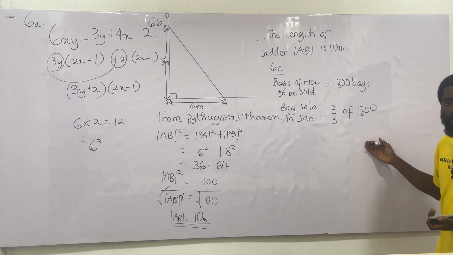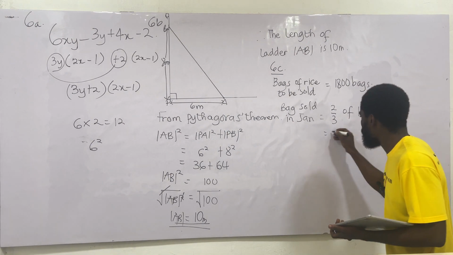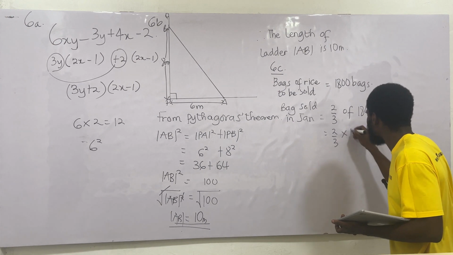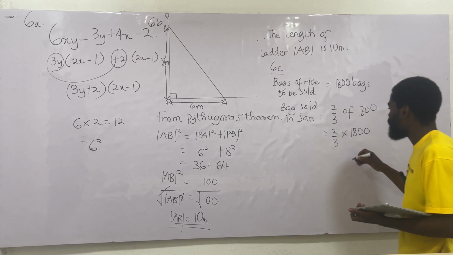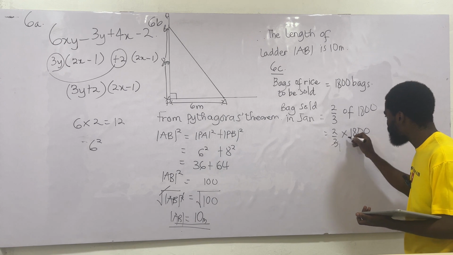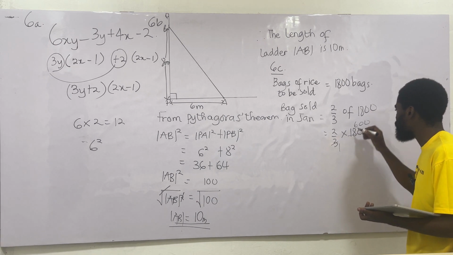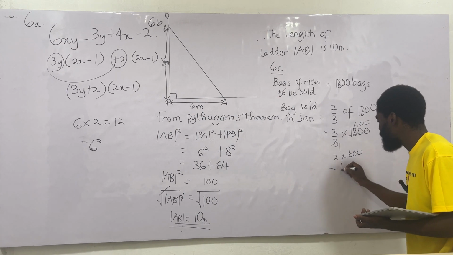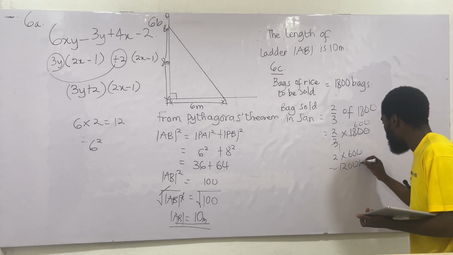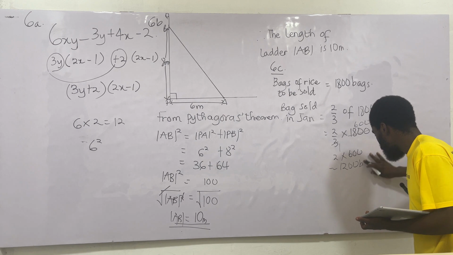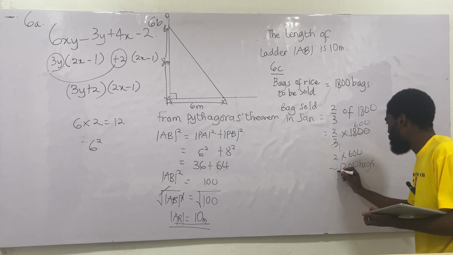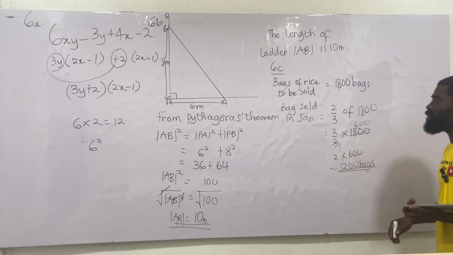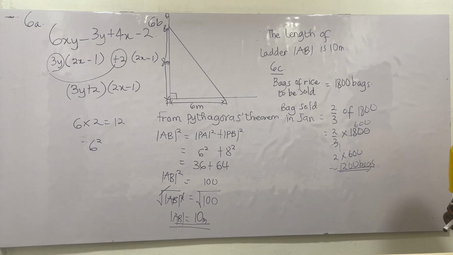You tell me you can't do this. You can do this. So let's go. We have 2/3 times 1,800. This will go into itself once and cancel, and the 600 remains, times 2, which gives us 1,200 bags. 1,200 bags of rice were sold in January.